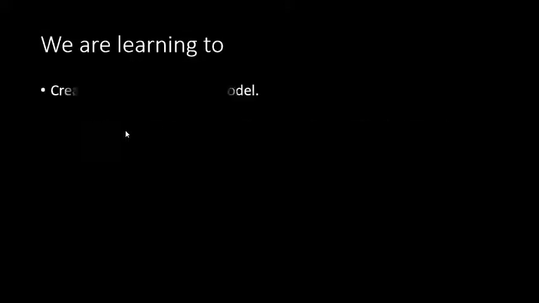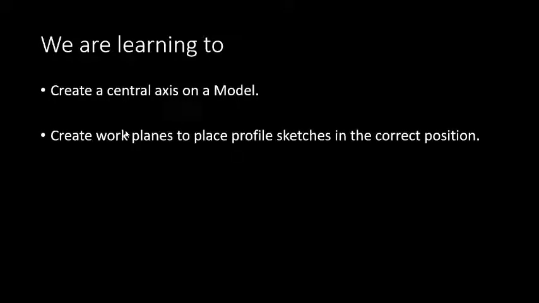To do this we're going to need to create a central axis on a model using the construct tools, and we are going to place that in the center of the cylinders that we've already created. I'm also going to introduce you to another new tool today, which is the work plane tool, and we're going to use this to position a sketch in exactly the right position for creating the lens and the lens casing for our camera.